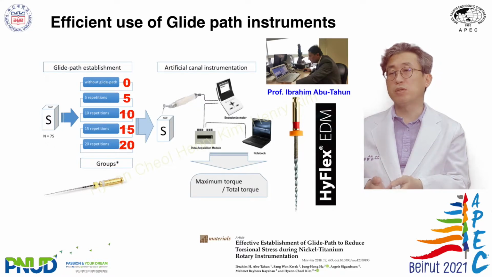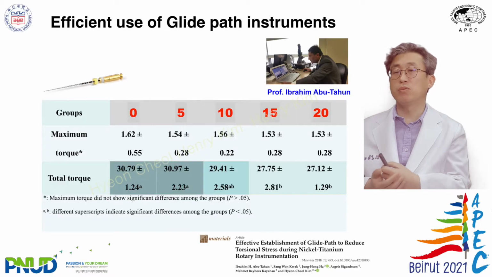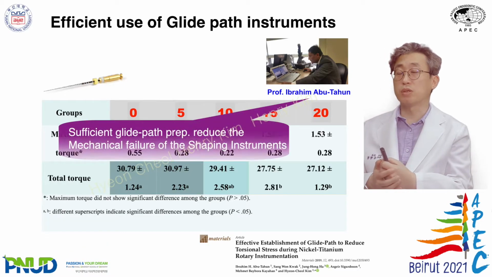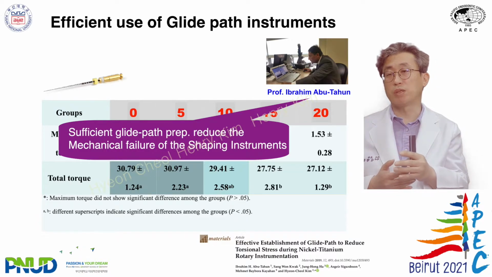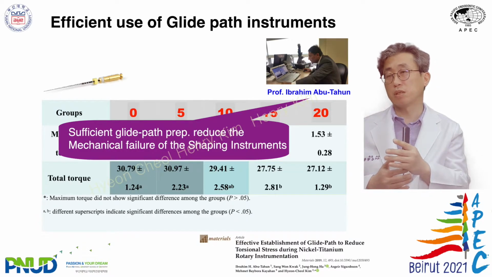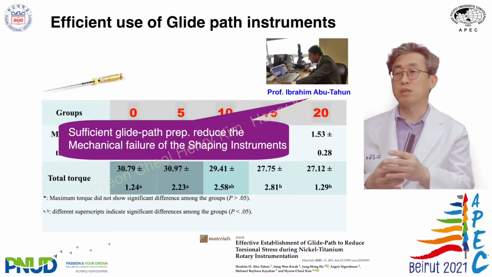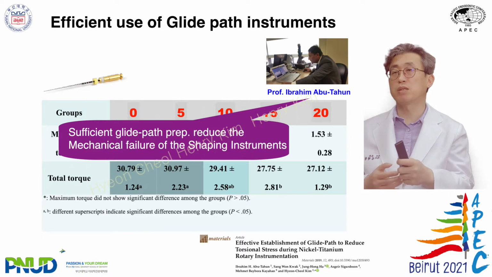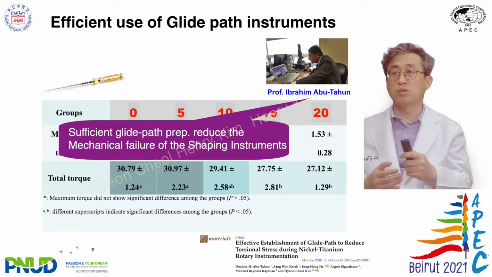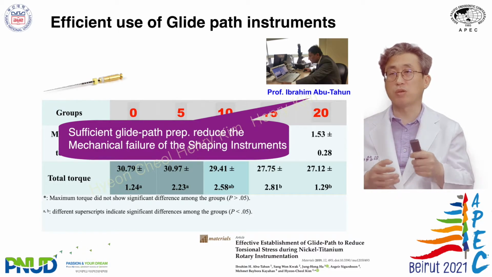In the result, as we may expect, we could reduce the torsional stress generation by doing repetitive insertion of the glide path file to the working length. Again, we can recommend to use the glide path file as much as possible. That is the safest way to reduce the torsional fracture for the shaping instrument.